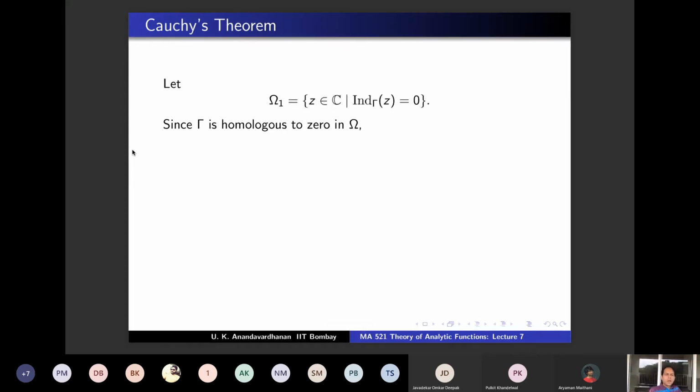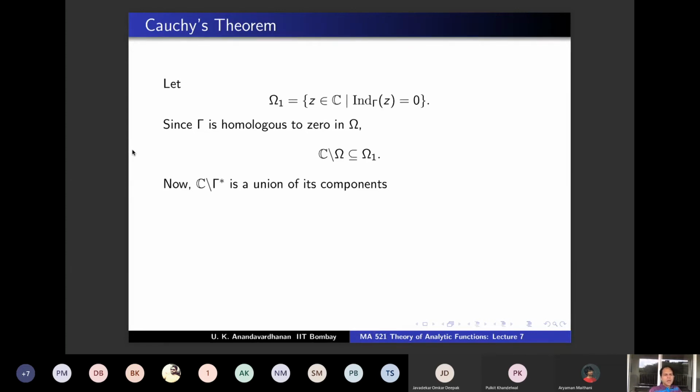And we are going to make the assumption. Up to now we haven't used the hypothesis that the curve gamma is homologous to 0 in omega. What is homologous to 0? If you choose alpha outside omega, then the index is 0. That is what is given to you. Therefore, the complement of omega, by the definition of omega 1, is contained in omega 1. That is the hypothesis given to us: the index is 0 if alpha is outside omega. Therefore, outside omega is contained in omega 1. That's how we defined omega 1. So C minus omega is contained in omega 1.